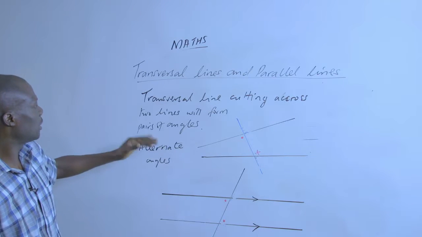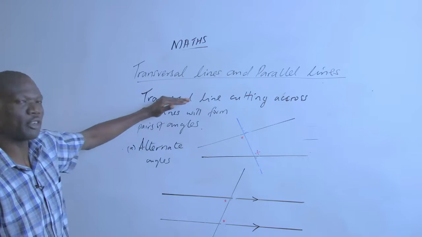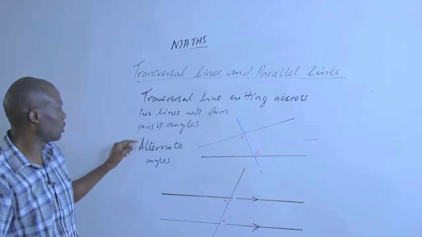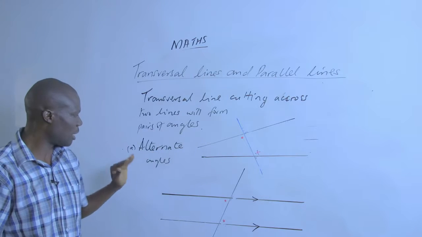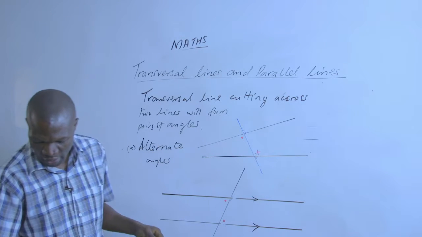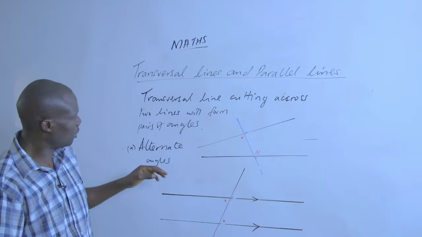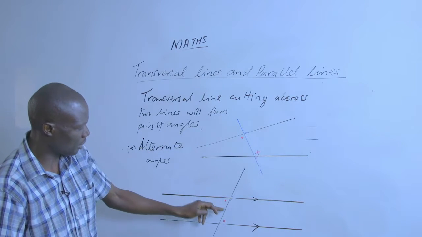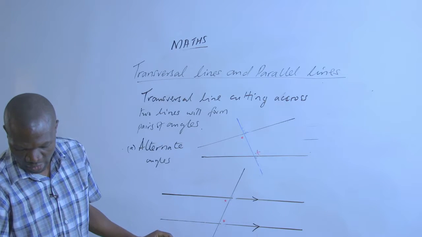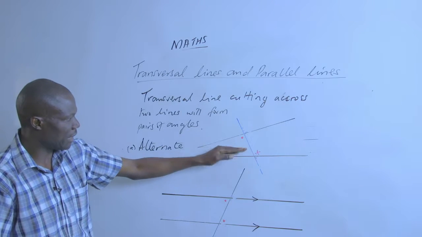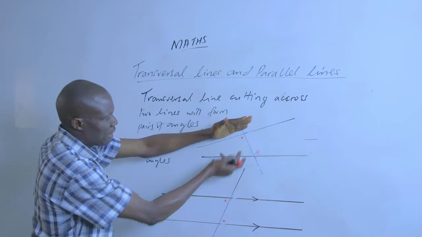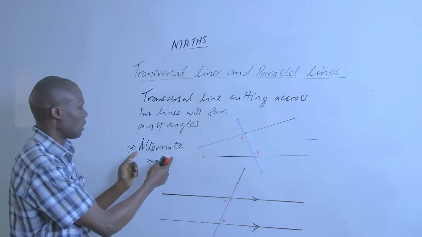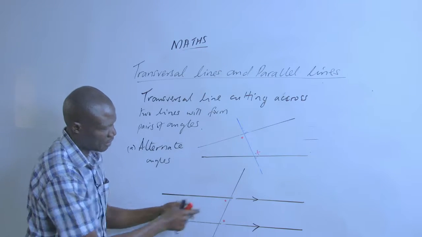Now, the next pair of angles formed by a transversal line which crosses two lines is what we call alternate angles. Alternate angles are angles on the opposite sides of a transversal line, like we have it here, and inside the lines. It's inside the two lines. So these two angles are alternate angles, as well as this.